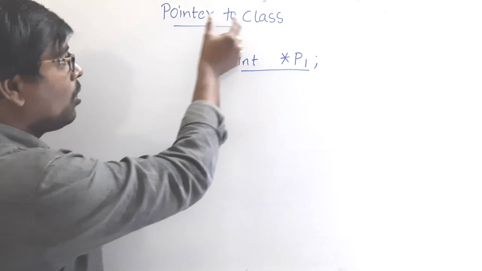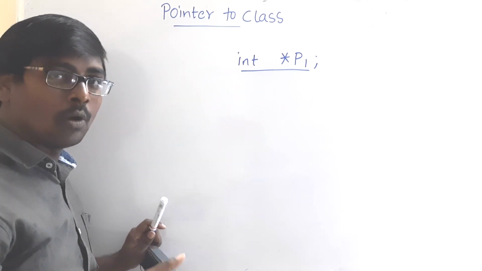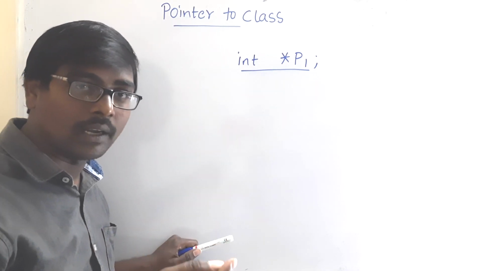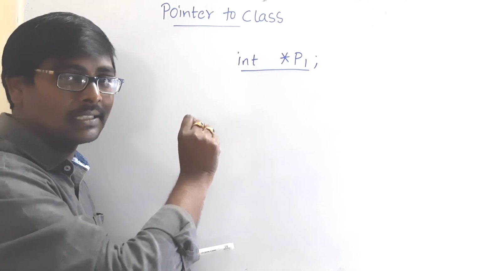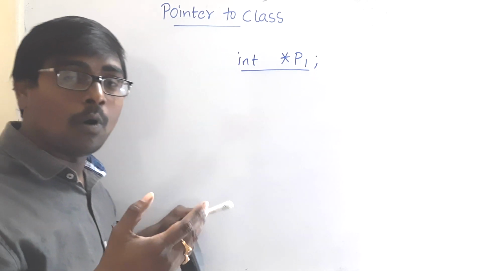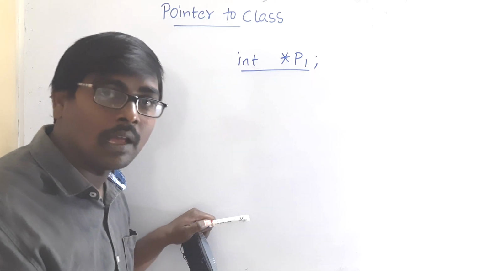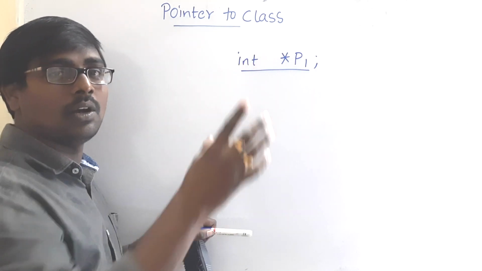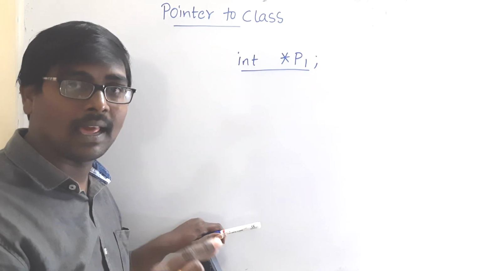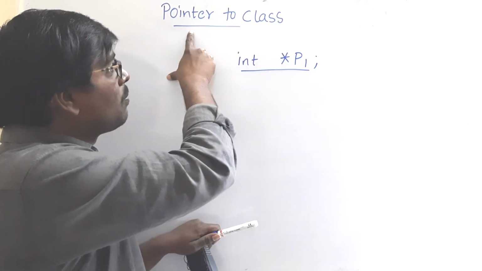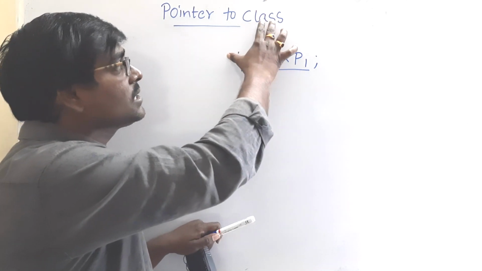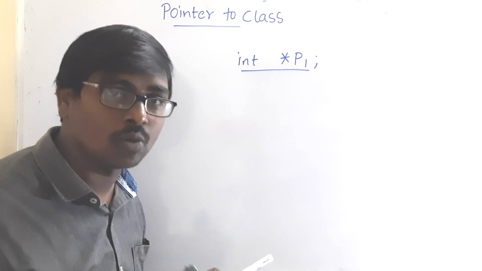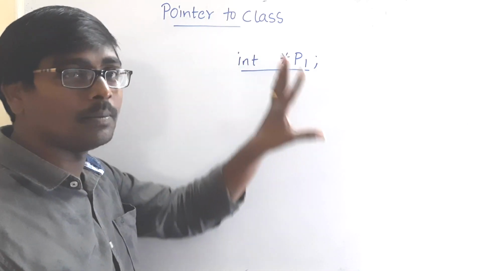Similarly, pointer to class means we are declaring a pointer for the type class. At the same time, which address does the pointer store? An object is an instance of a class. So an object is of type class. That means the pointer stores the address of an object.